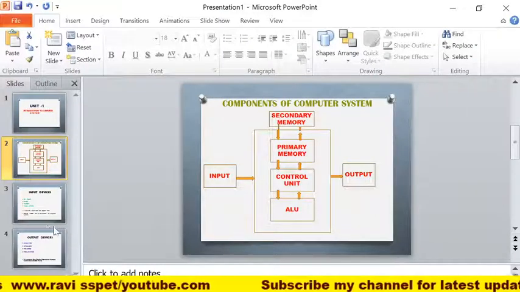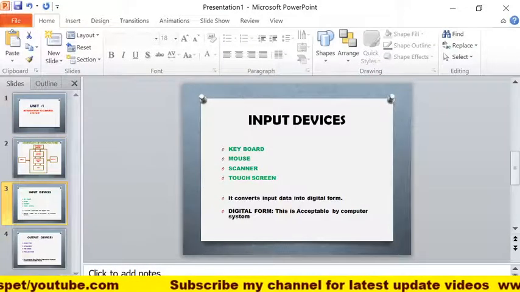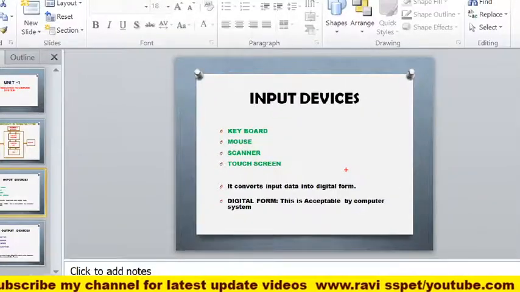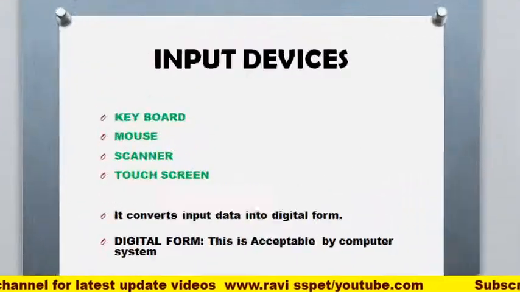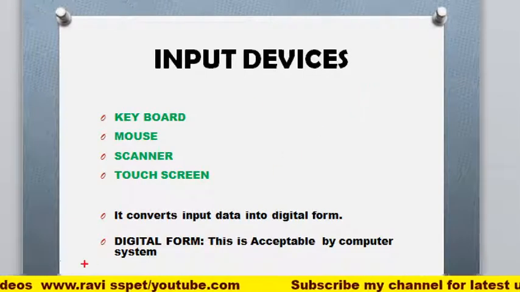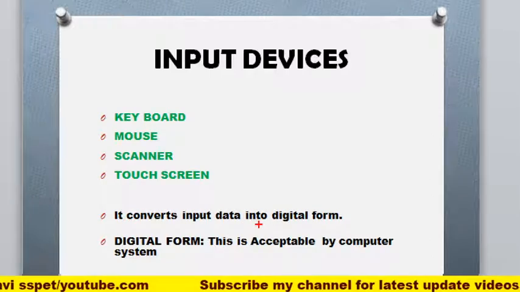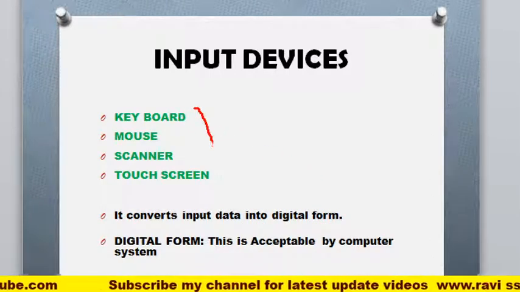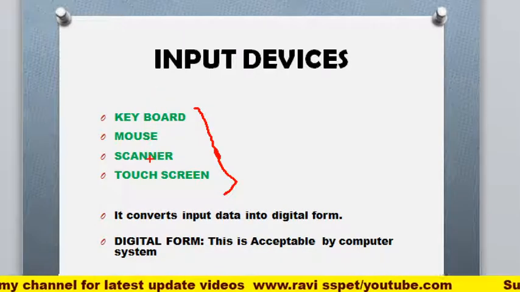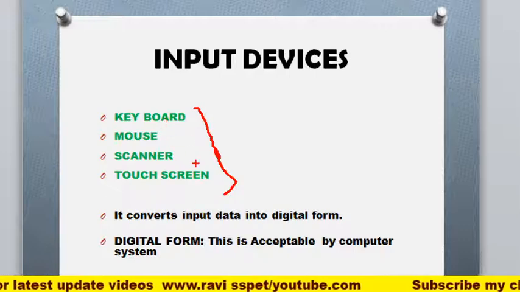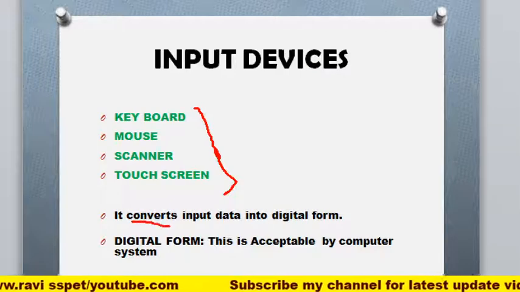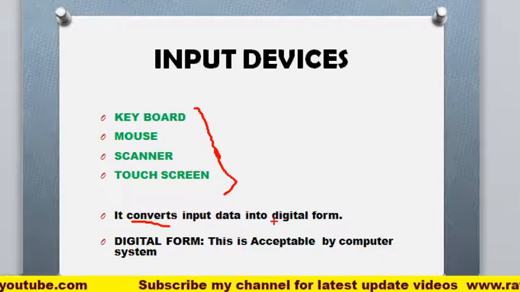What is the next one? Here we have the topic input devices. So what are input devices? They convert input data into digital form. Whatever input devices we are seeing here, keyboard, mouse, scanner, touch screen, these all are input devices. What these input devices do is convert input data into digital form.